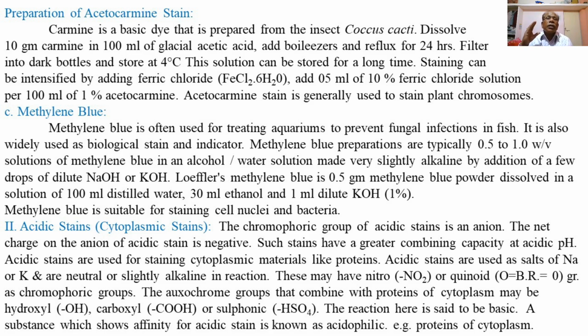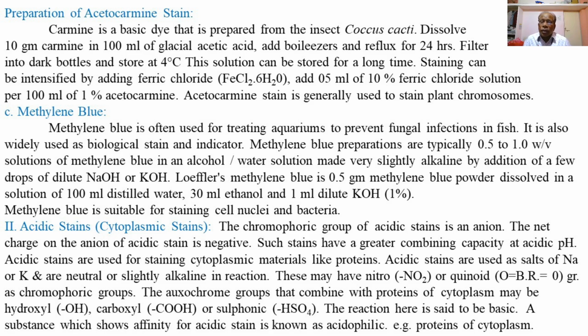So, for making the stain intensified, 5 ml of 10% ferric chloride solution is added to 100 ml of 1% acetocarmine. Acetocarmine stain is generally used to stain plant chromosomes.